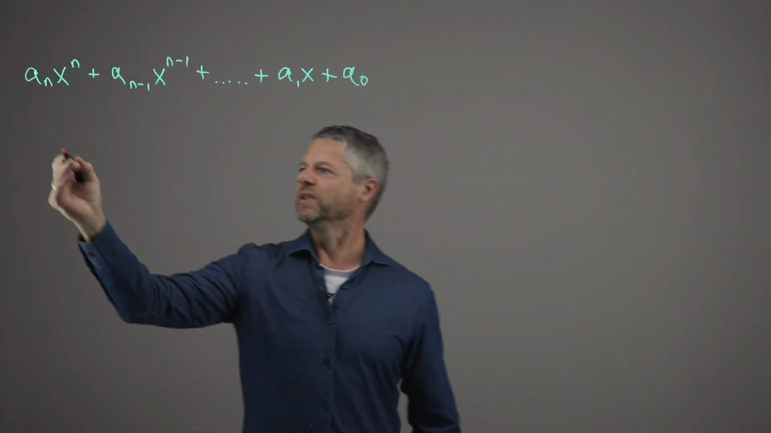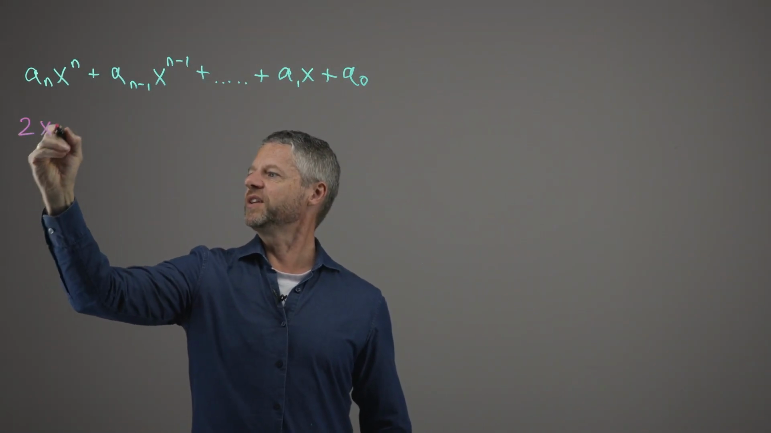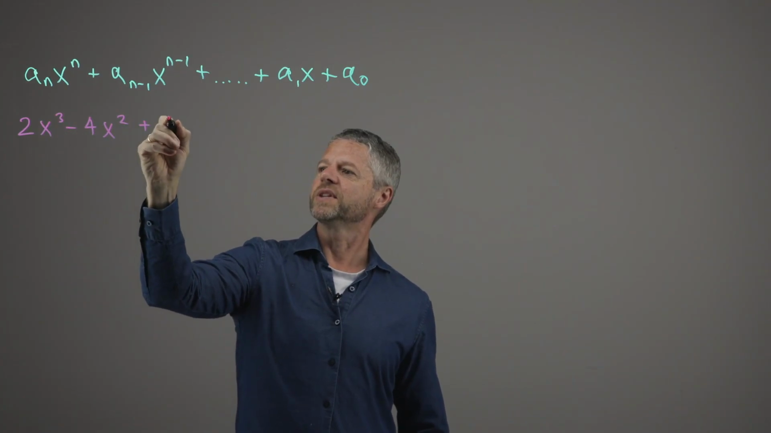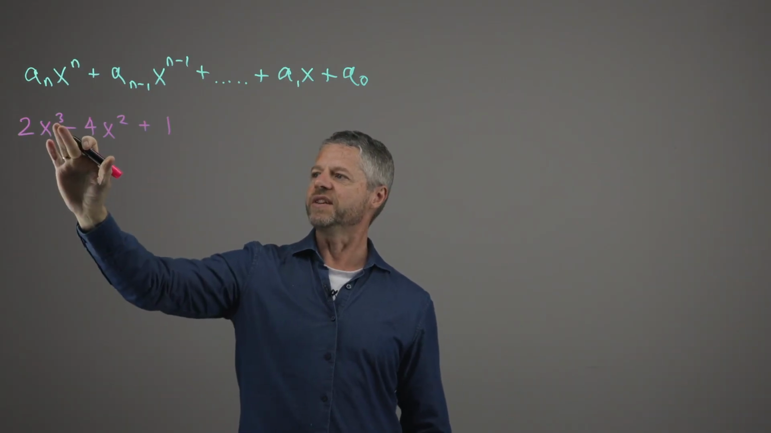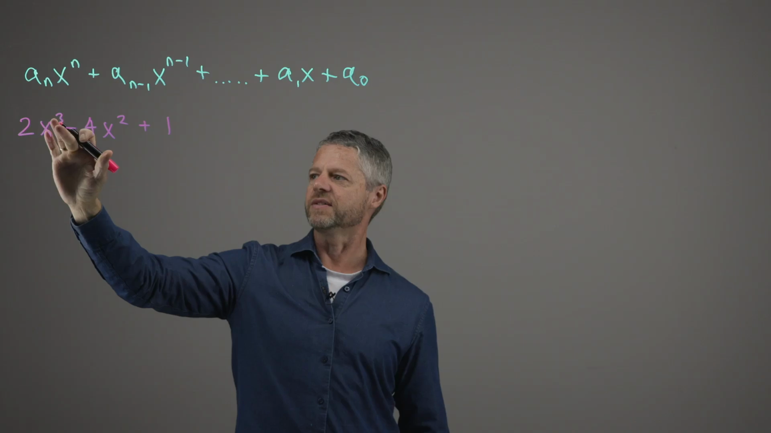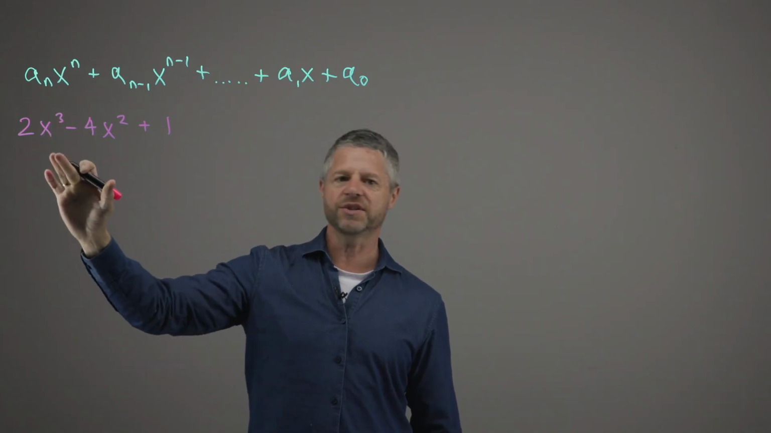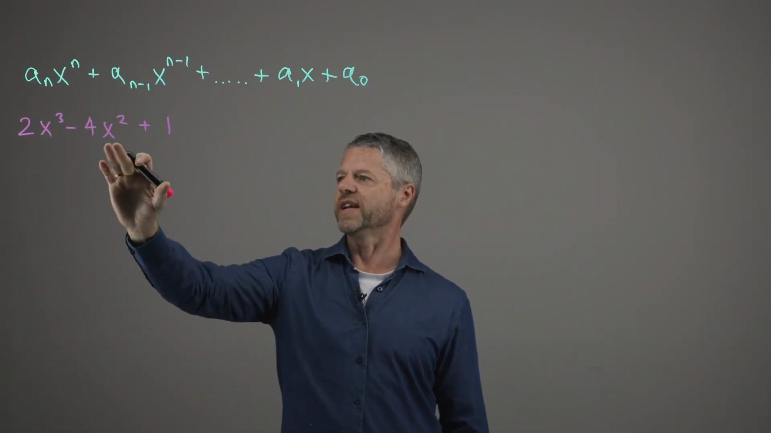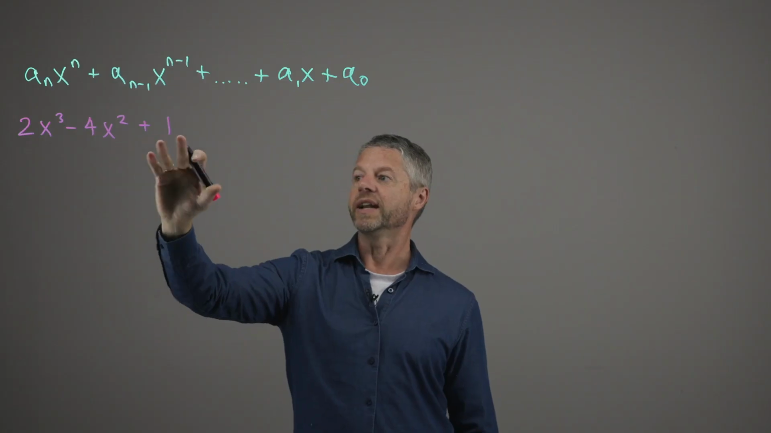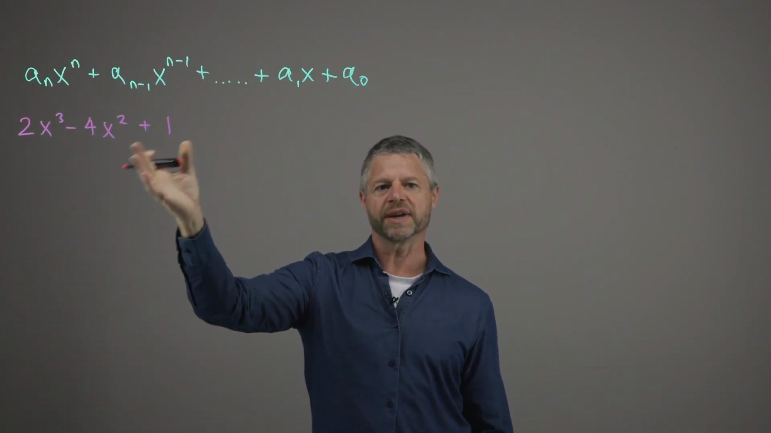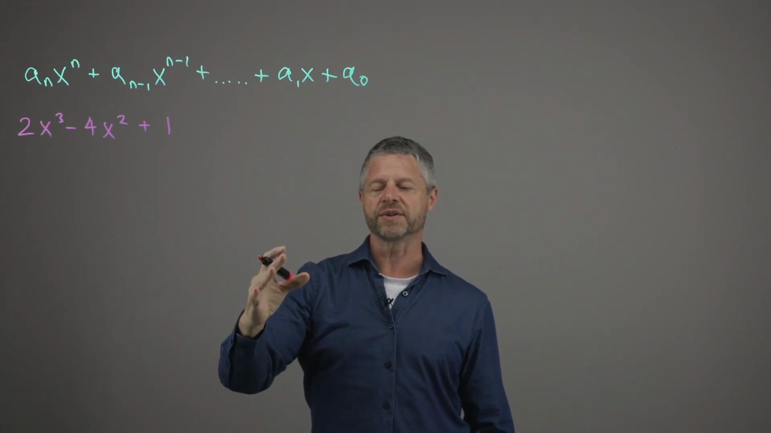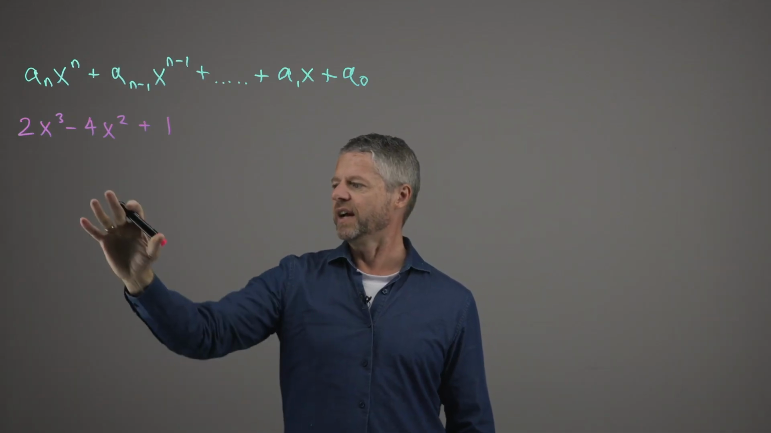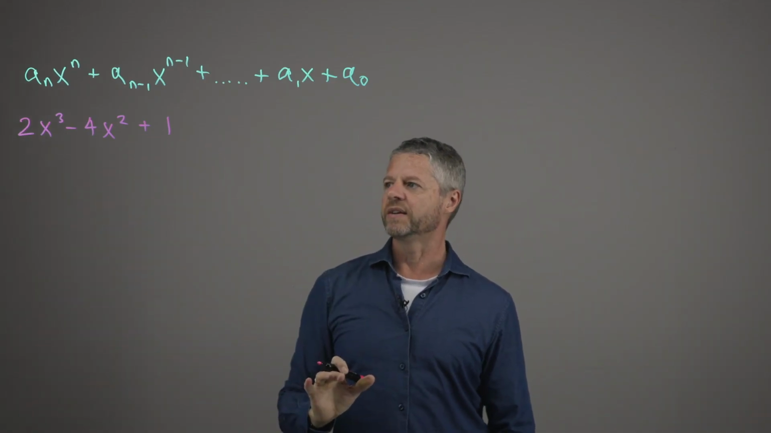So here's an example. We're going to have 2x cubed minus 4x squared plus 1. This is a degree 3 polynomial, because of the 3 here. The leading term is 2x cubed. The leading coefficient is 2. The coefficient on x squared is minus 4. And I don't have an x in this polynomial, so we could think of the coefficient on x as being 0, but there's no need to write that here, because it's just 0. And then the constant term is plus 1.